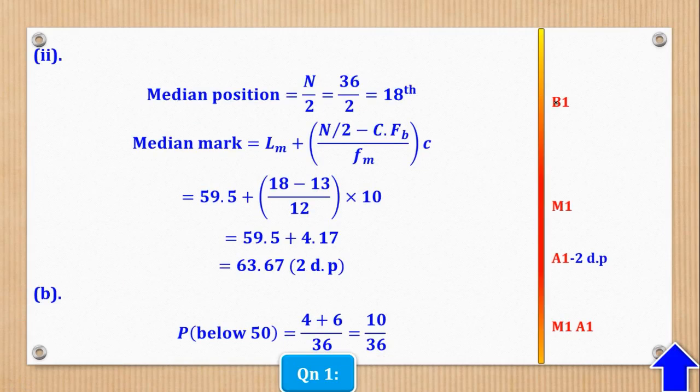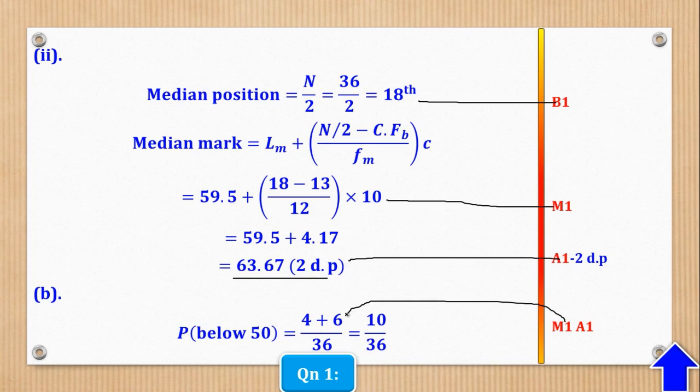For this one, B1 is for you to get the median position, M1 is for you to substitute in the formula for median, and A1 is for you to get the output to 2 decimal places. For part B, M1 is for you to substitute in the formula for probability, event over sample space, then A1 is for you to simplify. So that's what they wanted in that question 1.